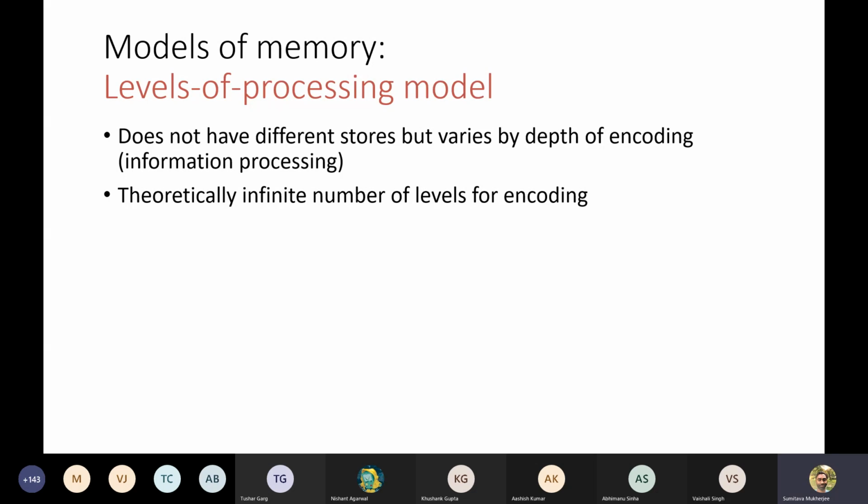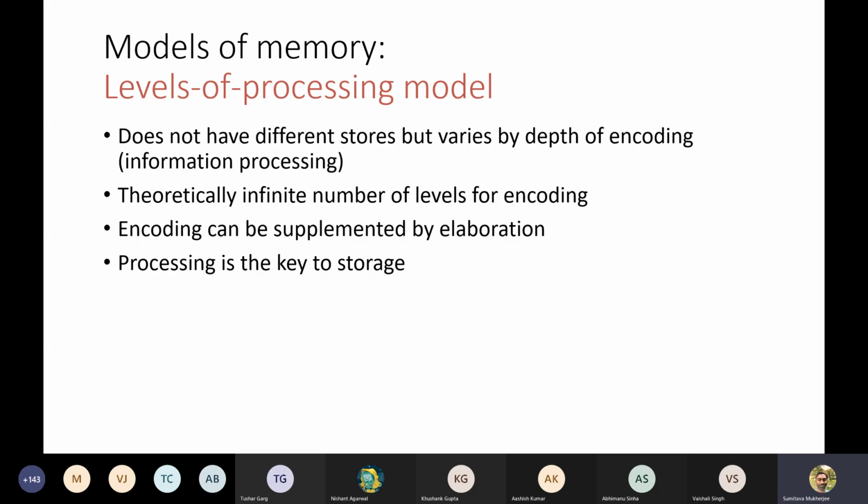Now, you can ask how many levels there are for encoding. Theoretically, it's infinite. But obviously, for practical purposes, there are multiple levels of encoding, and they are finite, maybe about 3 to 5 such levels. Now, what happens when you encode information is that you elaborate on it. And I will give you an example to cut this abstractness.